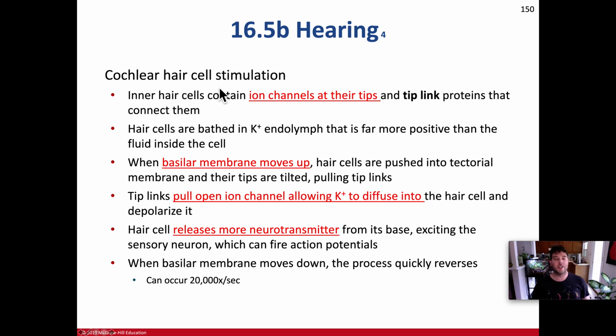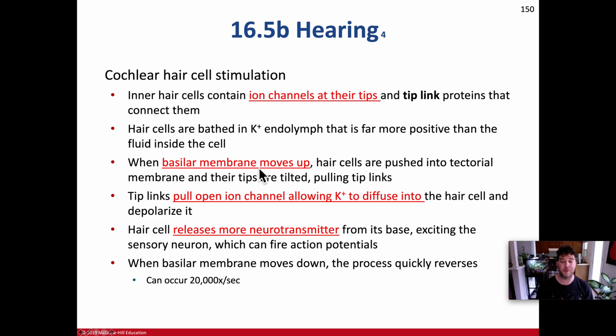So stimulating the cochlear hair cells. The inner hair cells contain ion channels at their tips and tip link proteins that connect them. So each hair cell is connected to the next one by a tip link protein, and they have ion channels at those tips. The hair cells are bathed in potassium-rich endolymph that is far more positive than the fluid inside of the cells. So the endolymph within the cochlear duct that the hair cells are in has a lot of potassium. So as soon as those ion channels open, the potassium can move in.